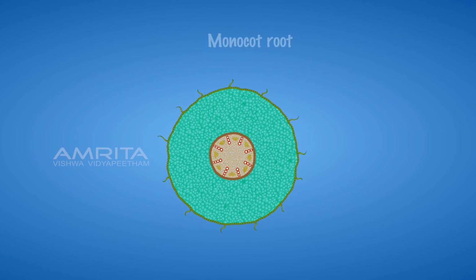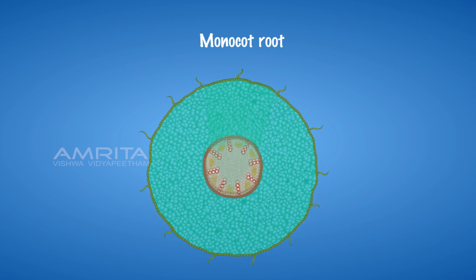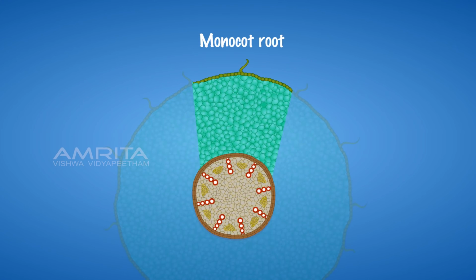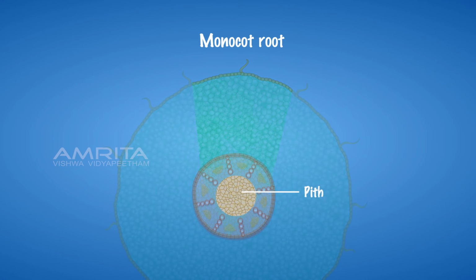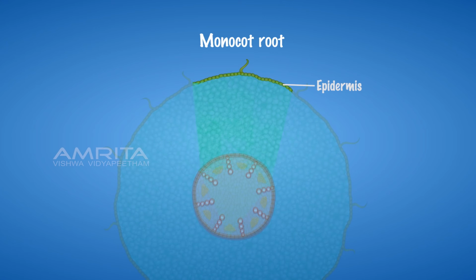Monocot root. Monocot roots vary from dicot roots in some ways. The central portion of the monocot root is occupied by well-developed pith made up of parenchyma cells. The vascular bundle consists of 8 or more alternate bundles of xylem and phloem called radial bundles. A typical monocot root has an epidermis which forms the outermost covering of the root.